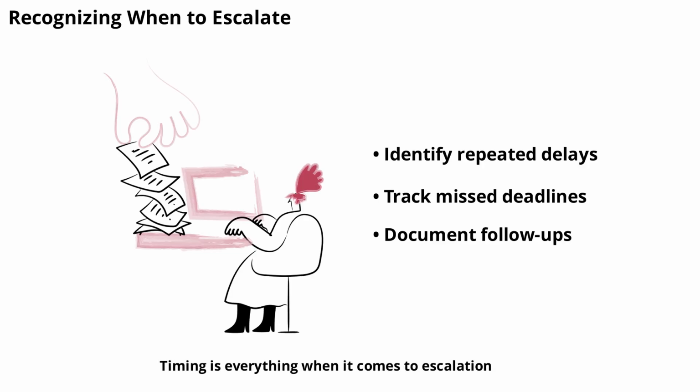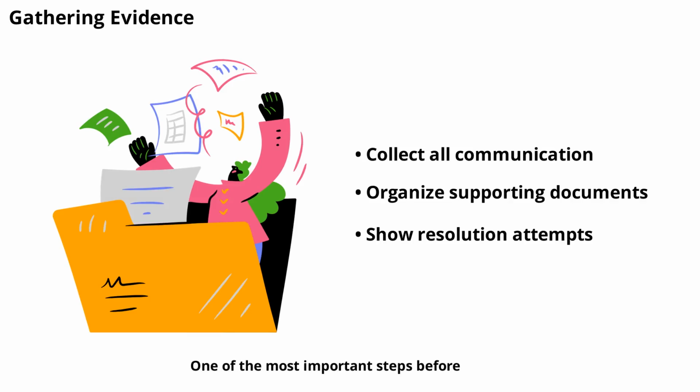Timing is everything when it comes to escalation. Escalating too soon can make you seem impatient, while waiting too long might cause unnecessary delays. Recognize the signs that indicate it's time to escalate: repeated lack of response, missed deadlines, or unresolved issues despite multiple follow-ups. Document these occurrences carefully, as having a clear record will support your case when you decide to escalate. By being observant and proactive, you can ensure that your escalation is justified and more likely to be taken seriously by the decision makers.